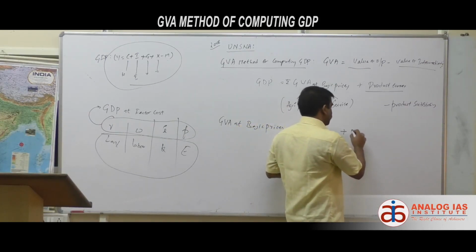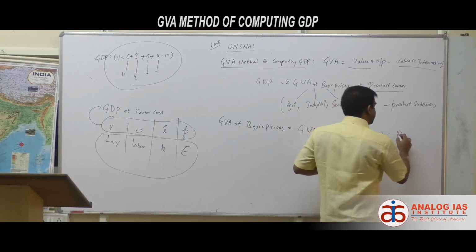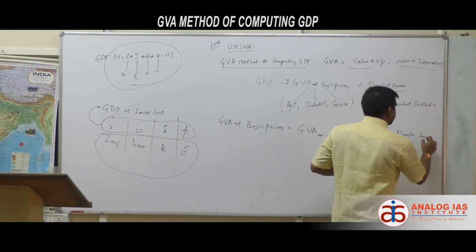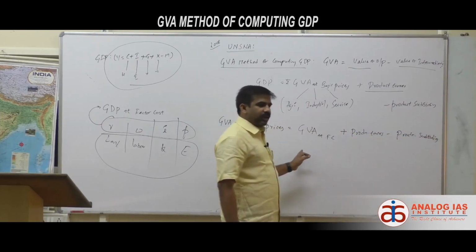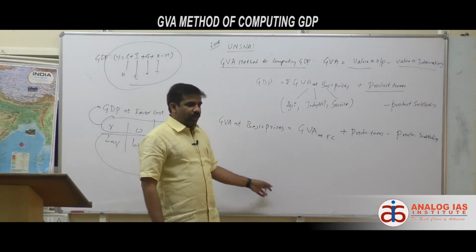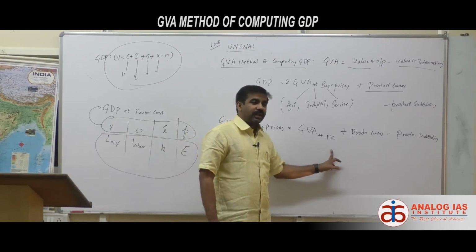Don't worry. GVA at basic prices is calculated using a formula: GVA at factor cost plus production taxes minus production subsidies. Once I come up with a numerical example, then it would be very easy for you. Don't worry about it. Now again you have a confusion. What is GVA at factor cost?